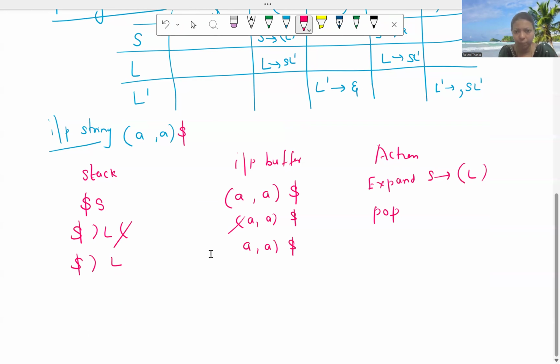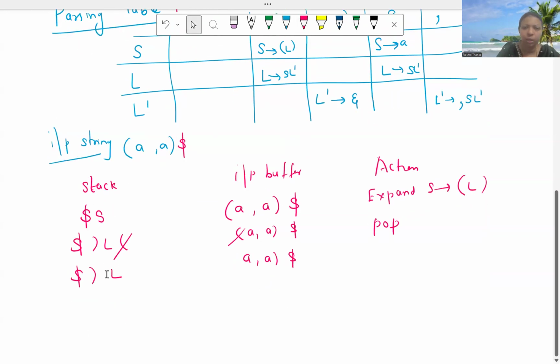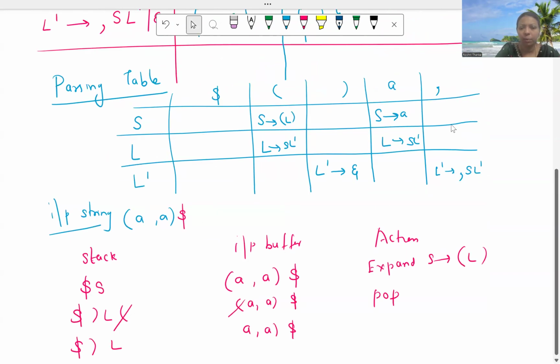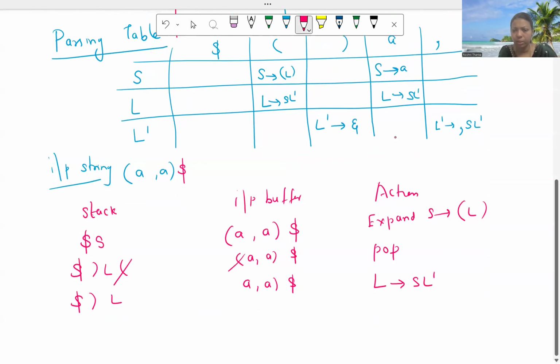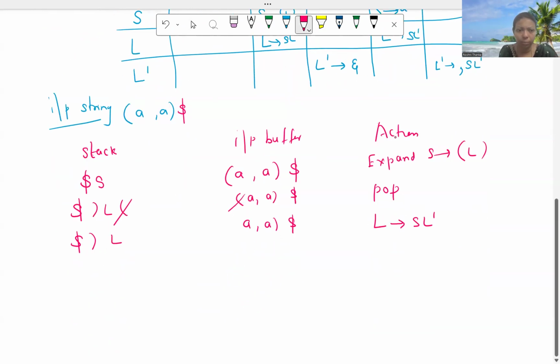Now see what is L on A. So in the top of the stack we have L and in the input buffer we have A. What is L on A is this production. So let us replace L with L derives S L dash. So when you push it in the stack, you have to push it in the reverse order, so then only the first symbol will be in the top of the stack. So now this L will be replaced by L dash S. So this is this production, but you have to push it in the reverse order so that S will be in the top of the stack.